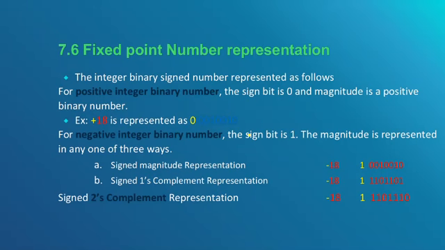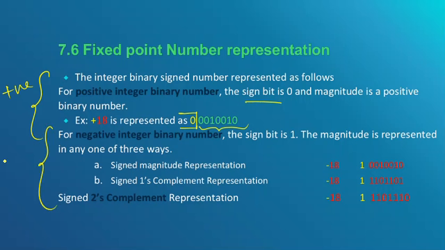Right, so fixed point number representation: if you have a positive integer binary number, then the sign bit will be 0 and the magnitude will be a positive number. Simple. If it is plus 18, the plus alone will be represented as 0 and 18 will be represented as an ordinary binary number. So this is the binary number. Here the positive number is represented as 0, and the remaining bits are represented as a normal process. So this is for positive numbers.